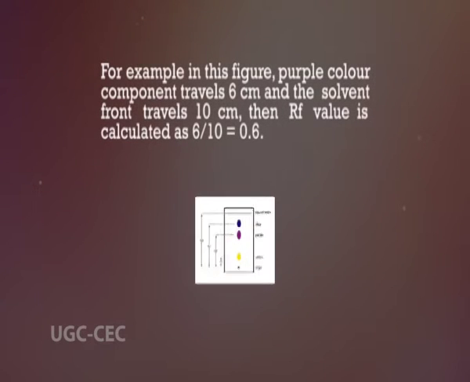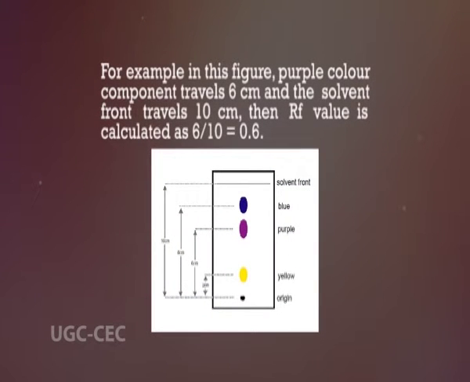Specific reagents react with a particular class of compounds. For example, rhodamine B is often used for visualization of lipids, ninhydrin for visualizing amino acids, and aniline phthalate for carbohydrates. The position of each component of a mixture is quantified by calculation of RF values. For example, in this figure, the purple color component travels 6 cm and the solvent front travels 10 cm. Then the RF value is calculated as 6 by 10, which gives 0.6.